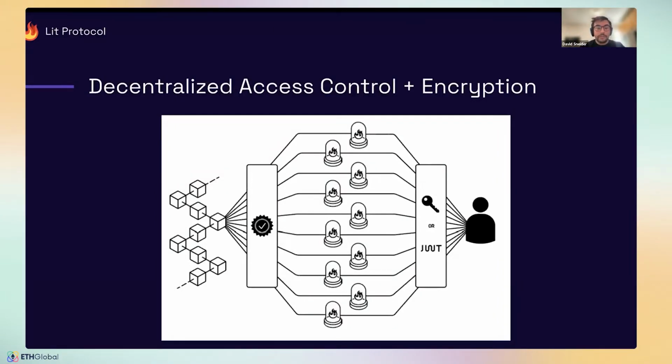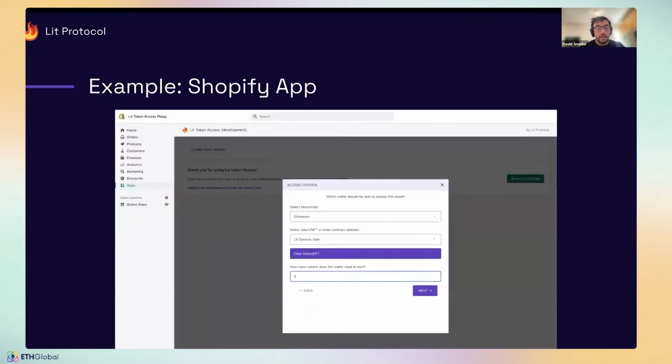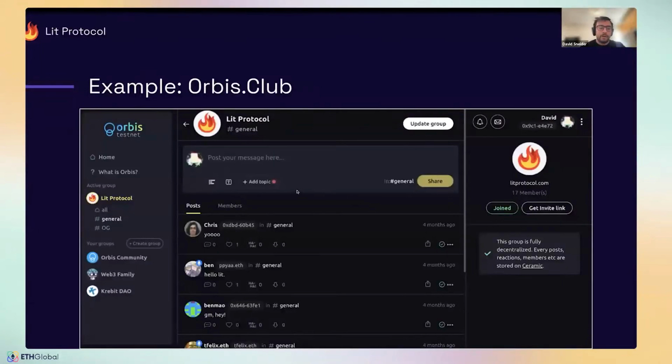This has been really excellent. There are about 200 apps of all types that have implemented decentralized access control and encryption with Lit today. Some examples include token-gated commerce inside of Shopify, and decentralized encrypted chats on an application called orbis.club, which is just one example.